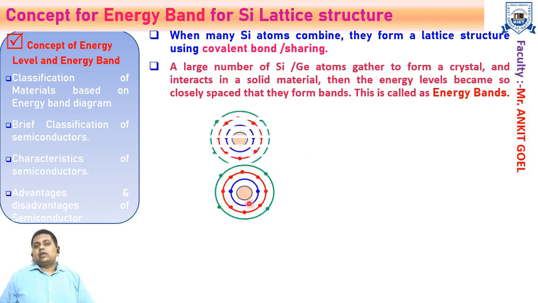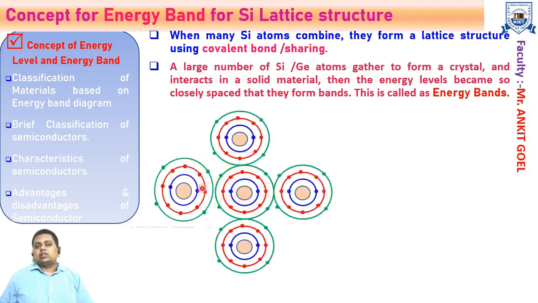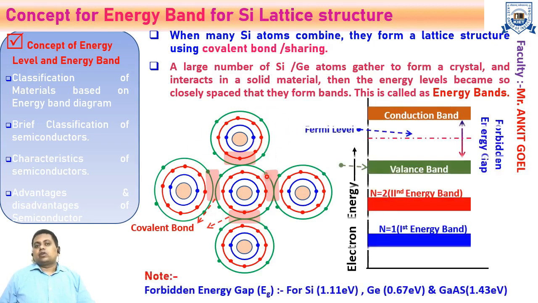We have the silicon atom surrounded by 4 adjacent atoms, and these are the covalent bonds which are formed and become a tightly bound structure, right? In terms of energy bands, the first energy band is due to the energy level of those electrons present in the first shell of each of the silicon atoms. The n equals 2 energy band is formed due to the energy level of the electrons present in the second shell of each atom. The valence band is formed due to the energy level of the valence electrons of each silicon atom.